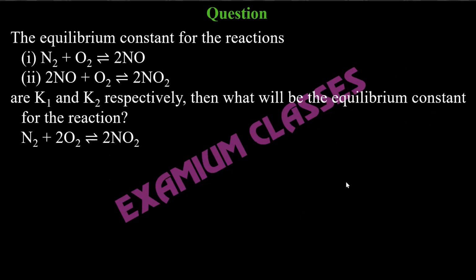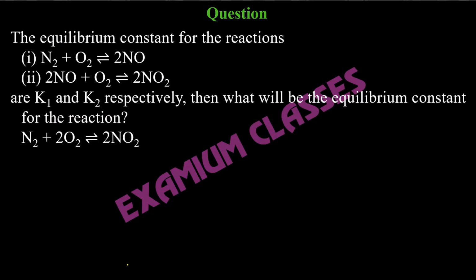Now the next one. The equilibrium constants for the reactions are given as K1 and K2 respectively. Then what will be the equilibrium constant for this reaction? Here we will apply somewhat Hess's law, which you know. How can we get this reaction using these two reactions?